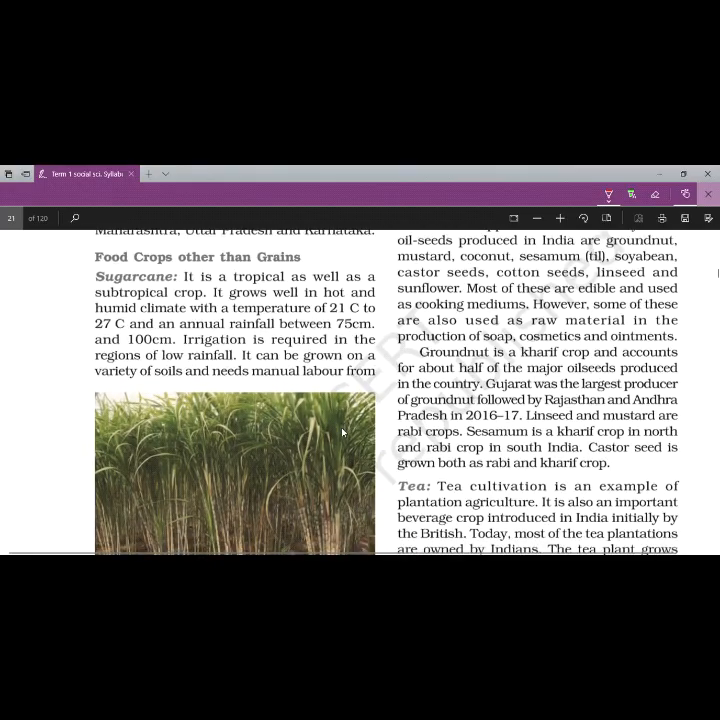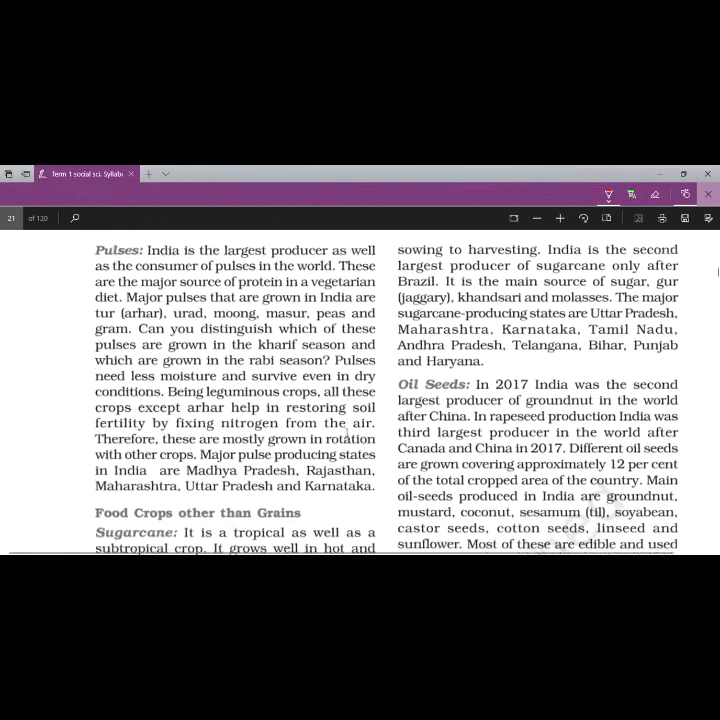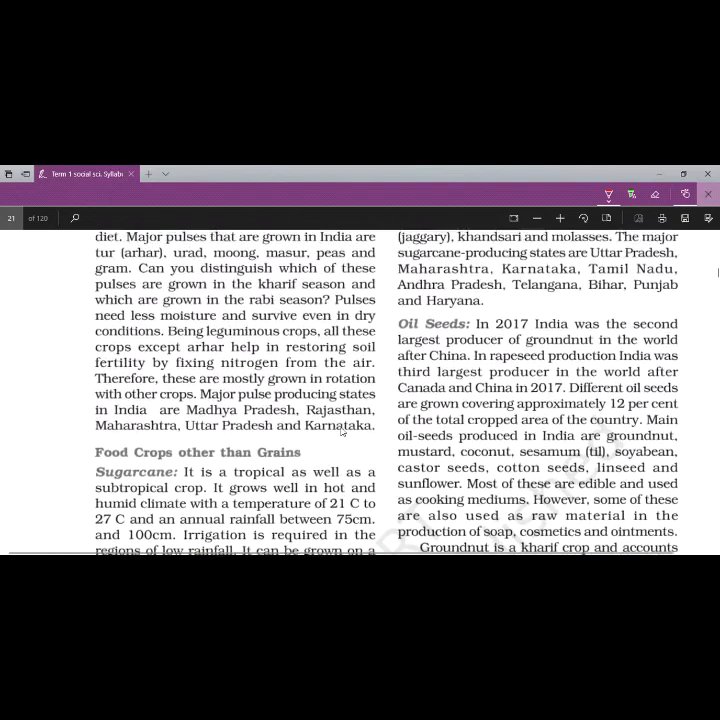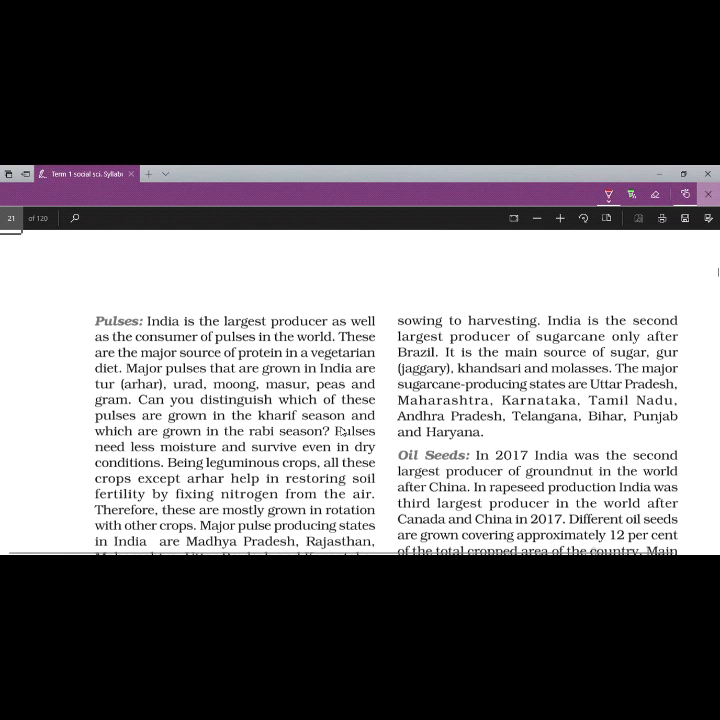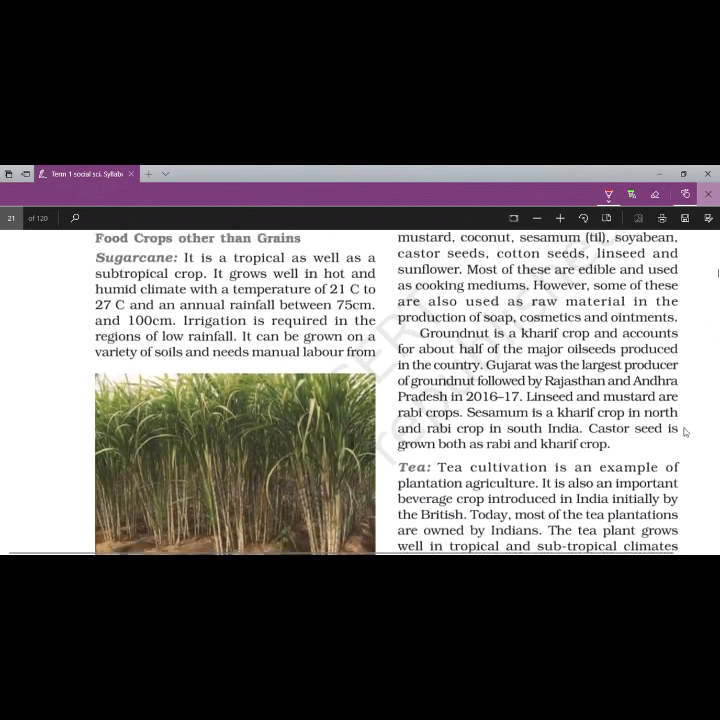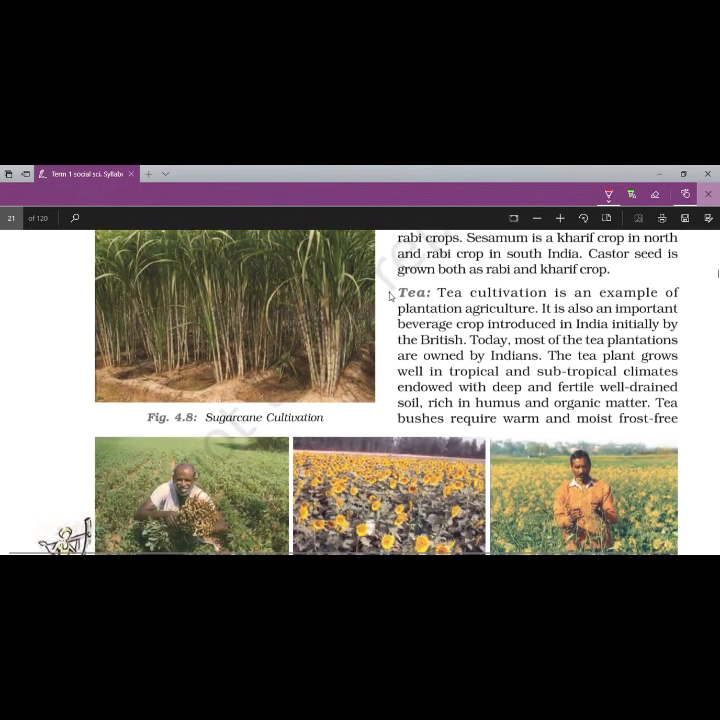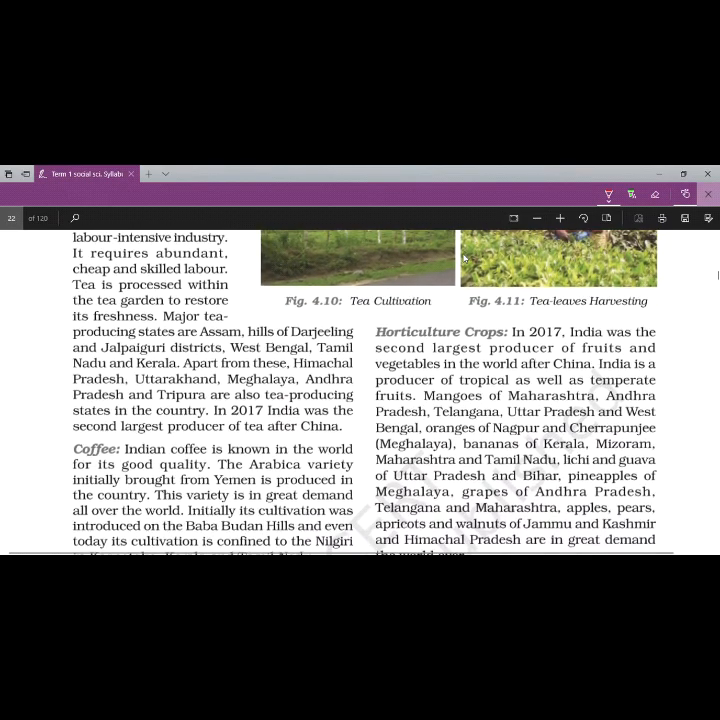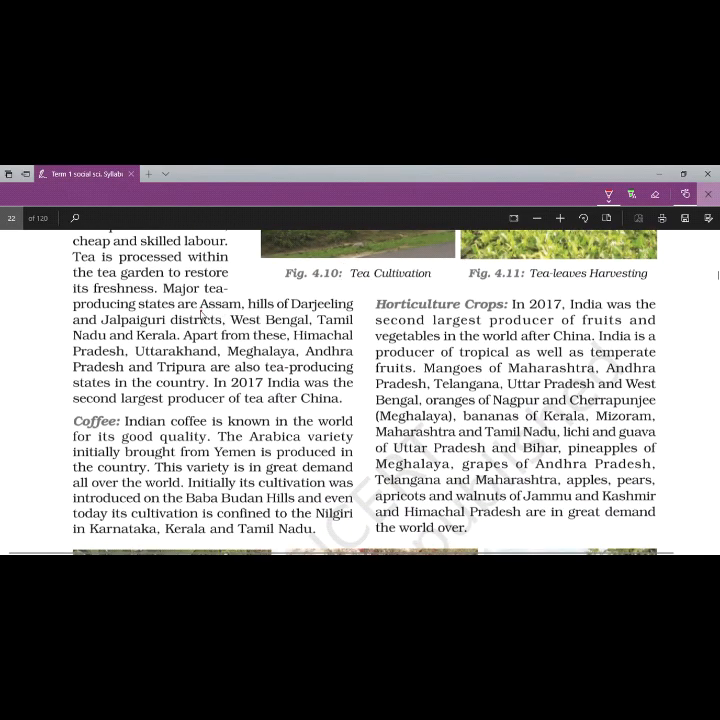Then sugarcane is also included in your map work. From sugarcane, which types of states do you have to mark on the India political map? Major sugarcane producing states: Uttar Pradesh, Maharashtra, Karnataka, Tamil Nadu, Andhra Pradesh, Telangana, Bihar, Punjab, and Haryana. Then you have tea. For map work, major tea producing states: Assam, hills of Darjeeling, Jalpaiguri districts of West Bengal, Tamil Nadu, Kerala, Himachal Pradesh, Uttarakhand, like this.